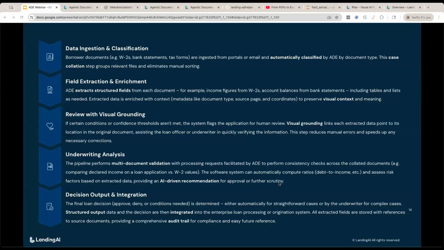And this describes in a little bit more detail the full pipeline. That does include automated classification, field extraction with enrichment, normalization, or validation, visual review for flagged cases, or maybe a part of all cases, different validation across your document set. And then, of course, the final decision being integrated into the enterprise system that provides an audit trail for compliance, but really critically for future reference.